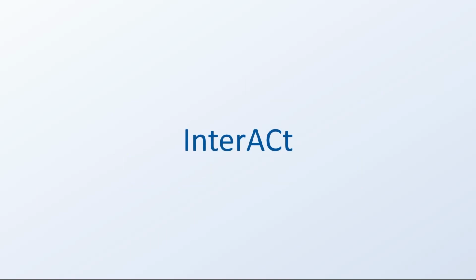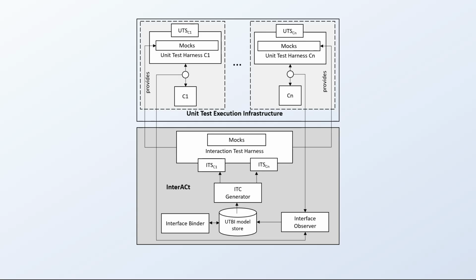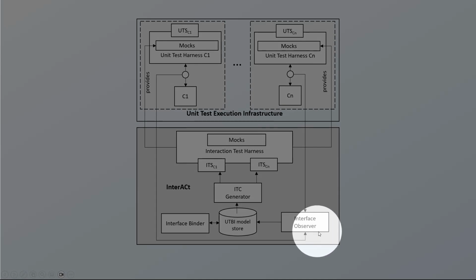So how does InterACt realize this testing process? Let's take a look at the architecture. As you can see, InterACt provides interface observers that are protocol specific and also implementation specific. These interface observers observe the messages that are sent to and sent from the component under test during unit test execution. This information is stored in the UDBI model store, and the interface binders that have to be provided for each protocol ensure that the interfaces that need to be bound to each other are bound to each other.